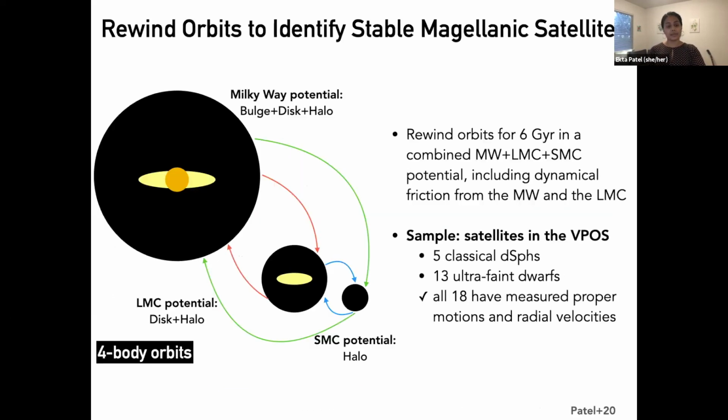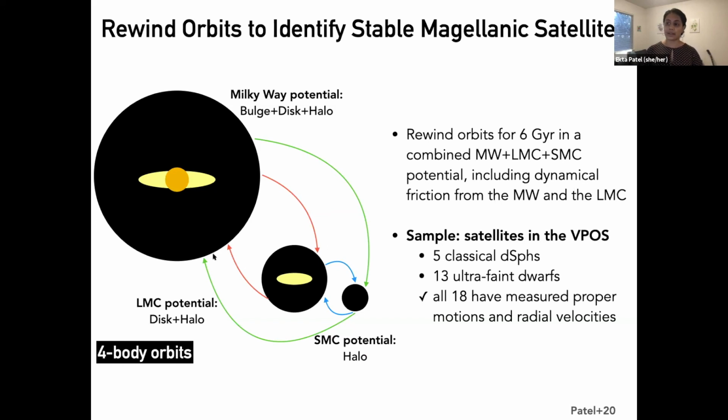So to overcome this, in a paper from earlier this year, we aim to rewind the orbits of these ultra-faint dwarfs that were recently discovered to identify which of those are stable Magellanic satellites. And stable here, I mean dynamically stable. They appear to have a shared orbital history with the Magellanic Clouds. So the way we do this is we rewind these orbits over the last 6 billion years in a combined Milky Way, LMC, and SMC potential, including things like dynamical friction from both the Milky Way and the LMC.